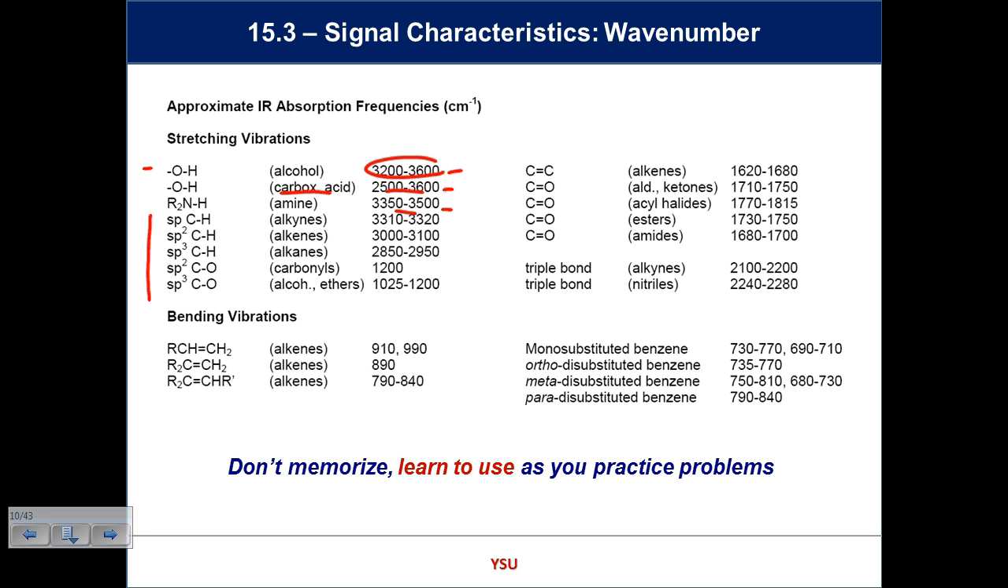Or an alkyne, an sp carbon bonded to an H. You can get that specific about it, and those numbers are on there to help you. Double bonds are very important. We'll talk about carbonyls, obviously, and alkenes, which we've made. And you can see where this is going.